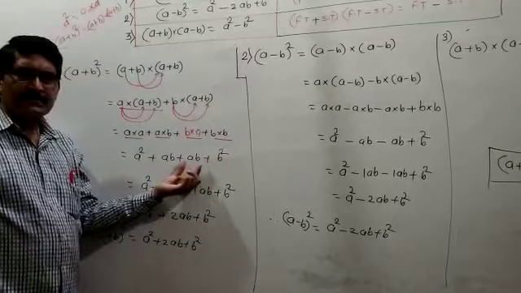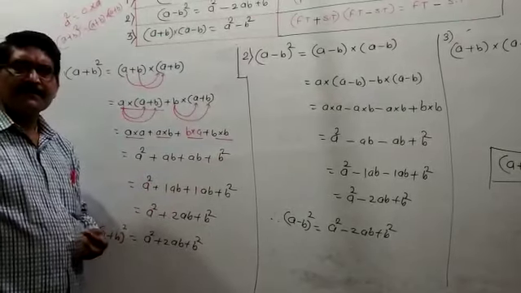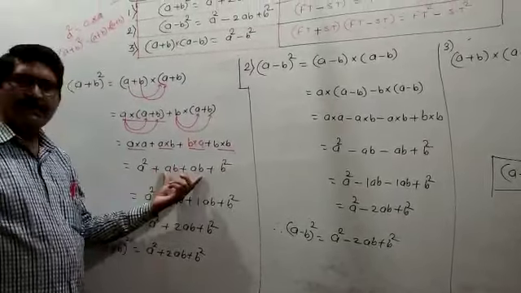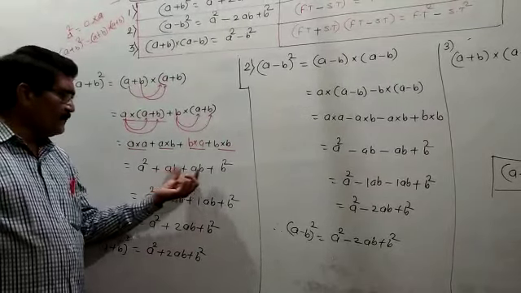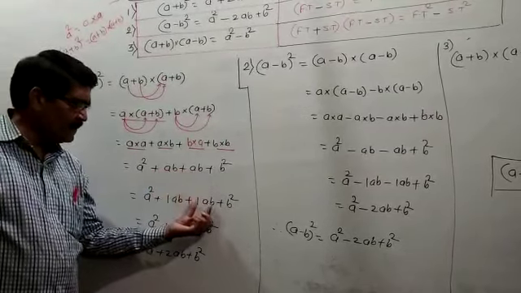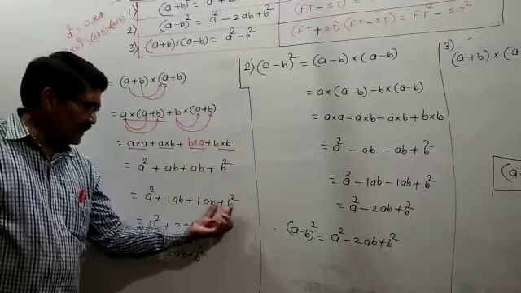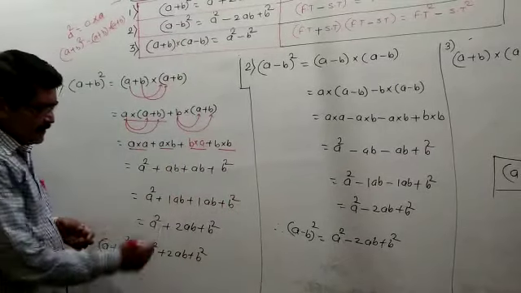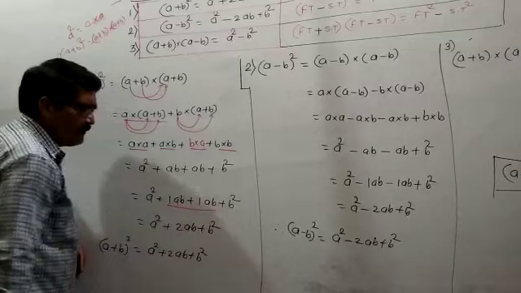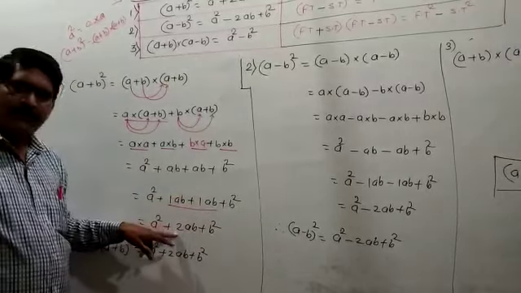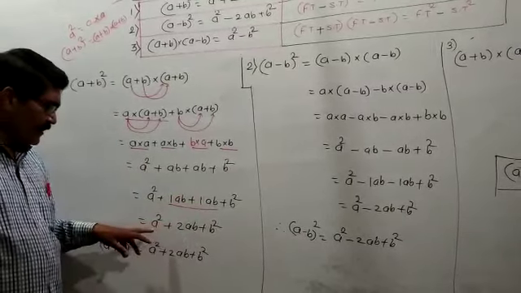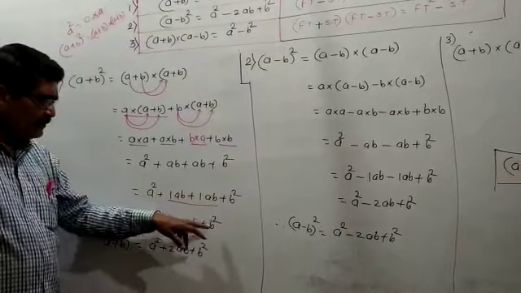These are the like terms. Means if the variable parts are same, at that time you have to say that these terms are called like terms. So this ab means 1ab, this ab means 1ab, and this b square as it is, a square as it is, you have to write. These are the like terms. 1ab plus 1ab is equal to what you have to say? 2ab. And you will get the identity a square plus 2ab plus b square.